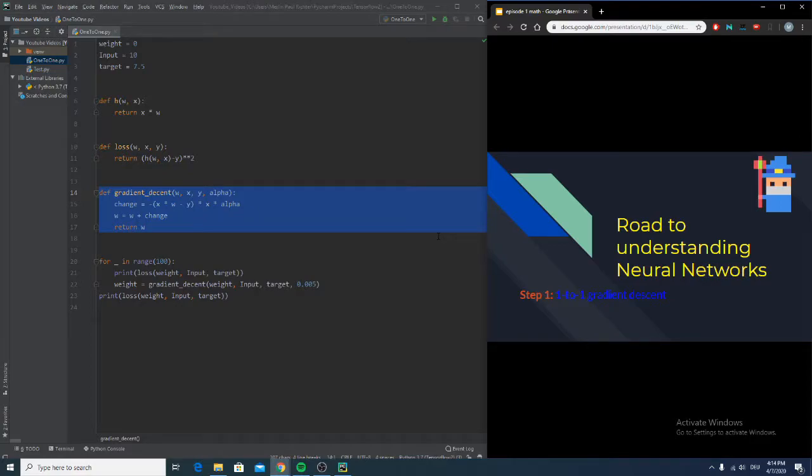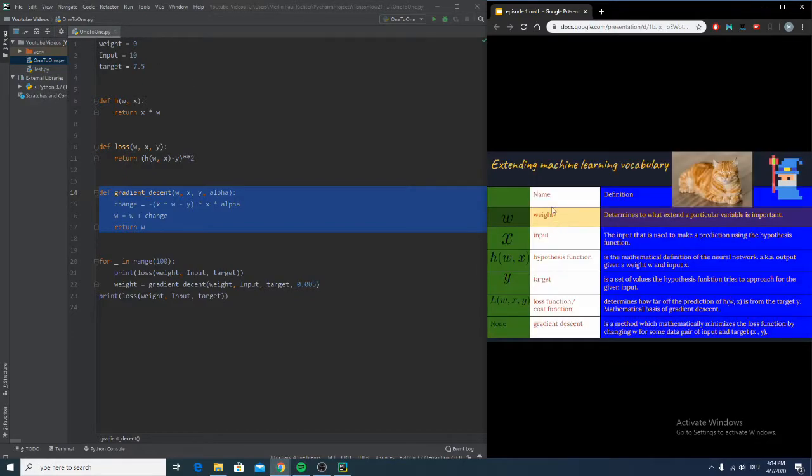Welcome to this quicker explanation of the coding of one-to-one gradient descent. So this is the code. Basically, looking at the table of weights, input, hypothesis function, target, loss, and gradient descent, this is all we have to implement.